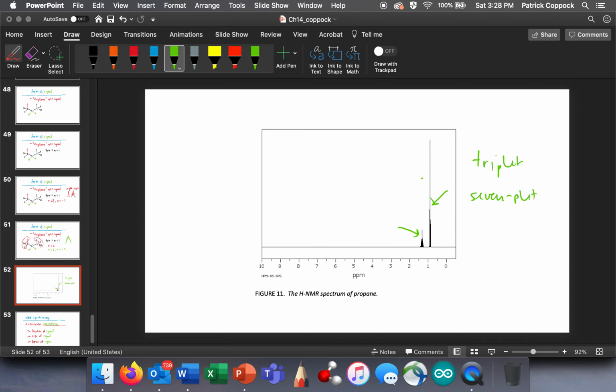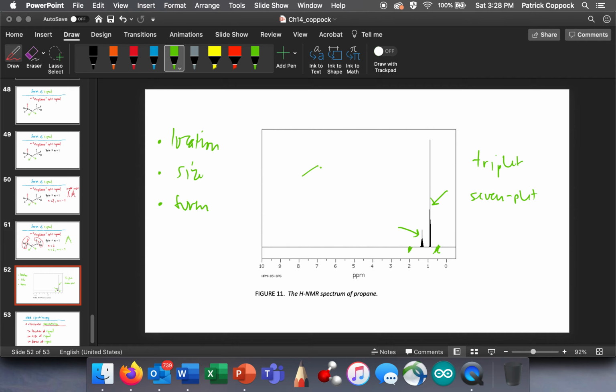The next question is, let's go back. Remember we had the location, the size, and the form, right? Those were the three things. So the location, we said it's going to be in this area right here if it's sp3 hybridized, and they both are, so that doesn't really tell us much. But we said the size.